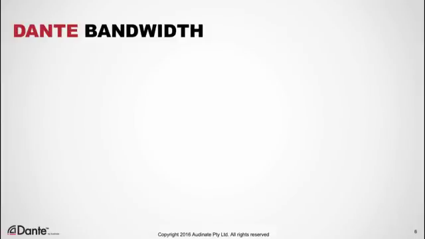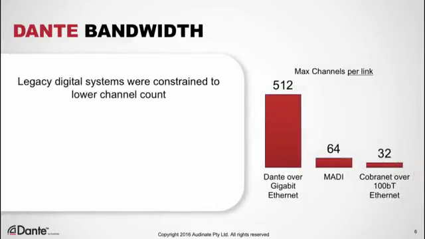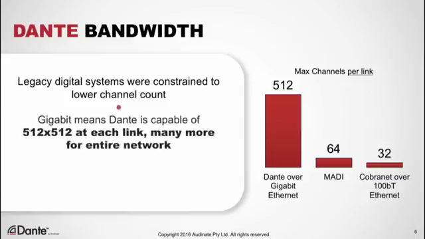A moment about bandwidth. Because many audio professionals have experience using older digital transports such as CobraNet or MADI, they're accustomed to seeing strict channel count limitations, typically in the range of approximately 64 channels. It's natural to assume that Dante might have similar constraints. But it doesn't. The use of standard gigabit networking allows Dante to scale far beyond earlier systems, supporting as many as 512 bidirectional channels of audio for a single device on a single network port.